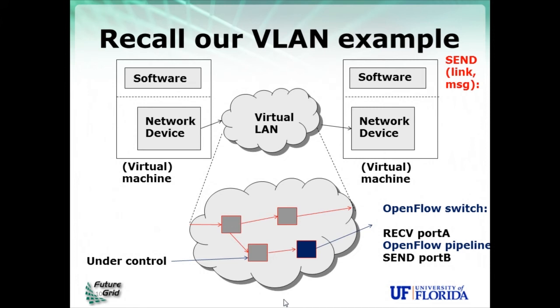With OpenFlow, you can go beyond that simple functionality of a VLAN and implement much richer packet processing functions inside OpenFlow-enabled switches. So if this switch is now under control of a provider and OpenFlow enabled, you can use the OpenFlow APIs to program a set of rules that will take place in each one of these devices when a packet is received on a particular port.